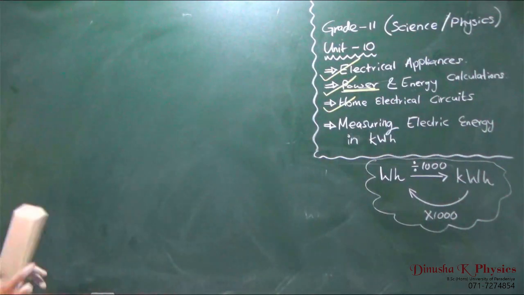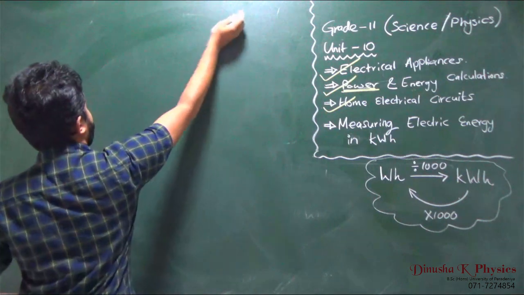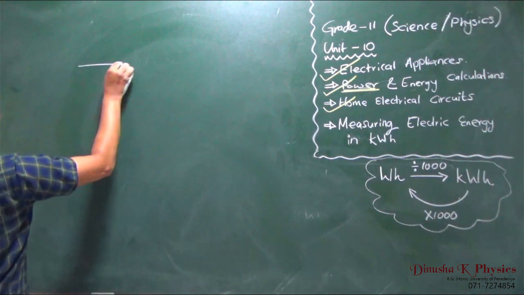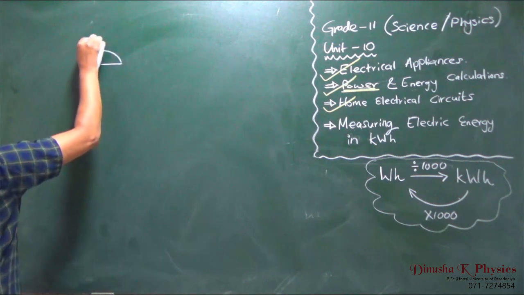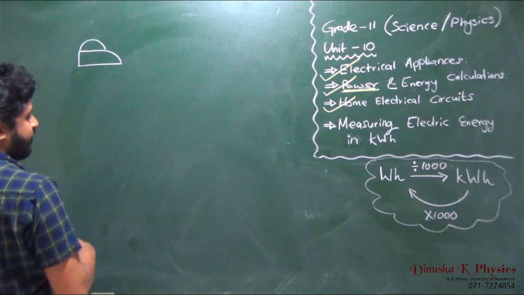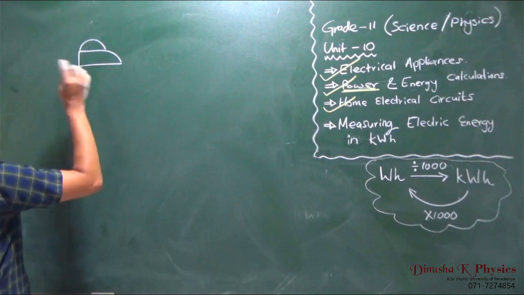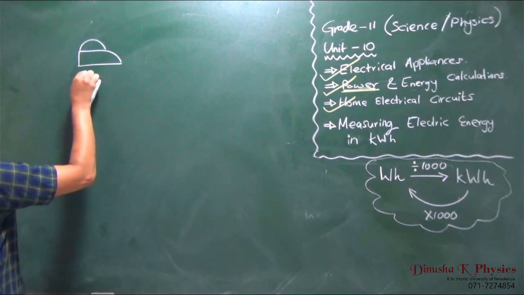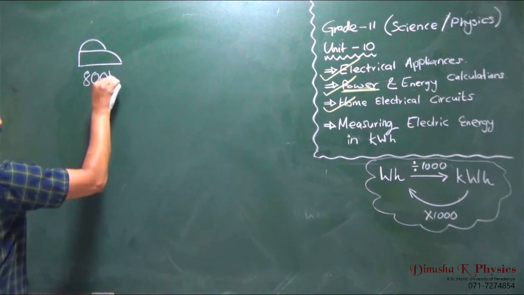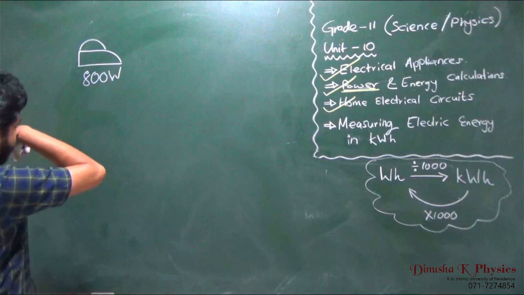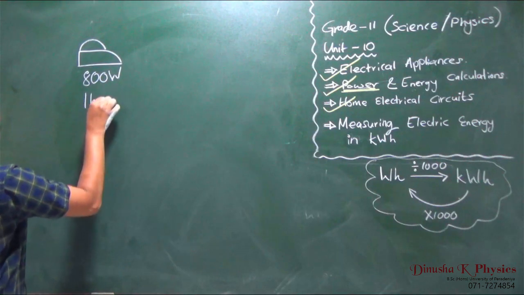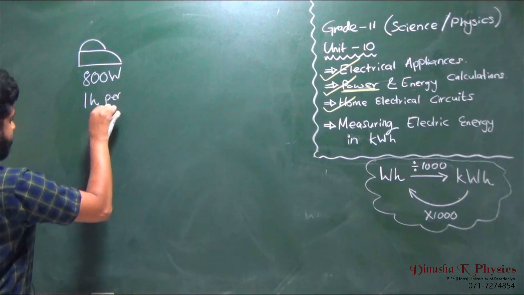So there is an electrical iron. It has a power of, let's say, 800 watts. So the power is 800 watts, and it is being used for 1 hour per month, right?